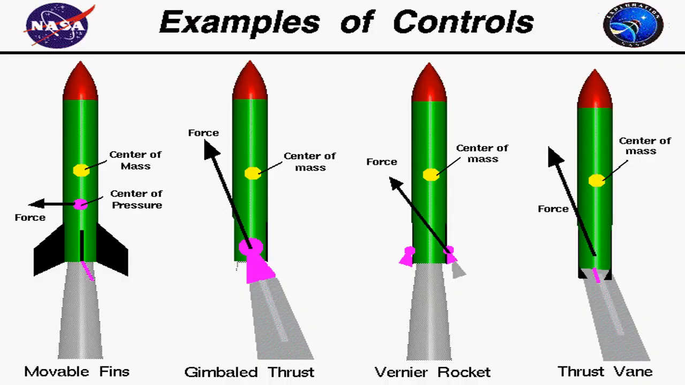As you can see in this image, there are different examples of controls. You can move the fins or move the nozzles, or use an RCS control on a vernier rocket to maneuver. Here you can see two more important points of a rocket called a center of mass and a center of pressure, which need to be in perfect position for the rocket to get launched into space. And it is beyond the scope of this video to explain those.